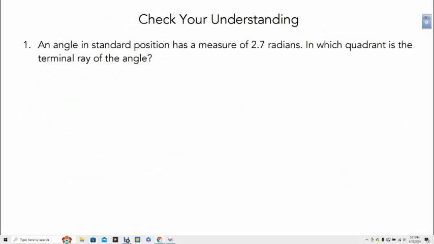All right, so an angle in standard position has a measure of 2.7 radians. In which quadrant is the terminal ray of the angle? All right, so we know it's in standard position, so we're starting off at the positive x-axis, and it's a positive angle, so we're going to go counterclockwise, and we want to go 2.7 radians. Well, here's the thing. We've got to figure out where 2.7 falls.